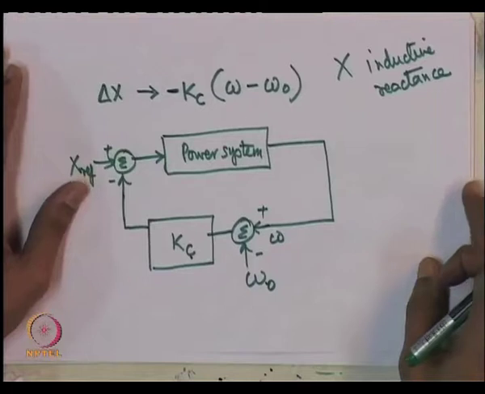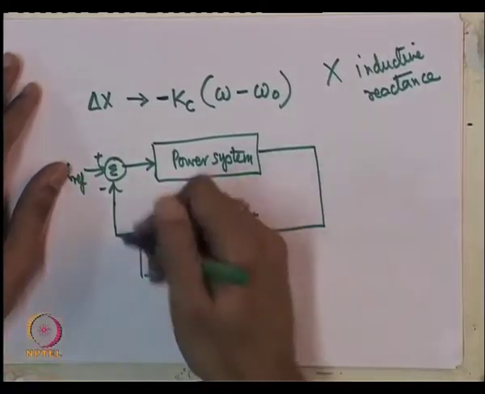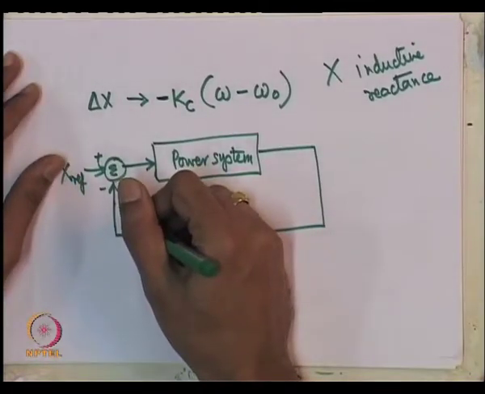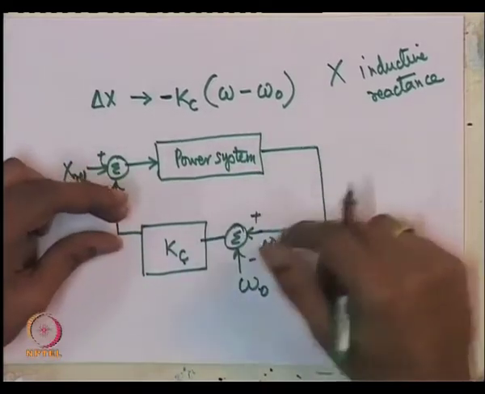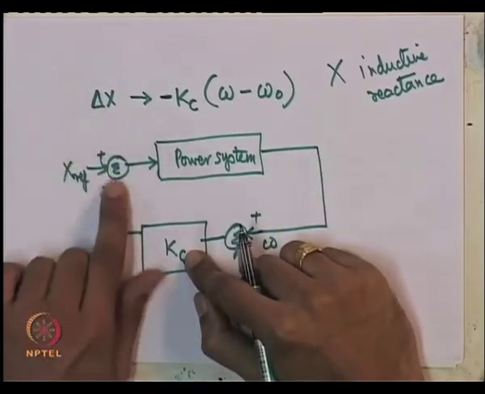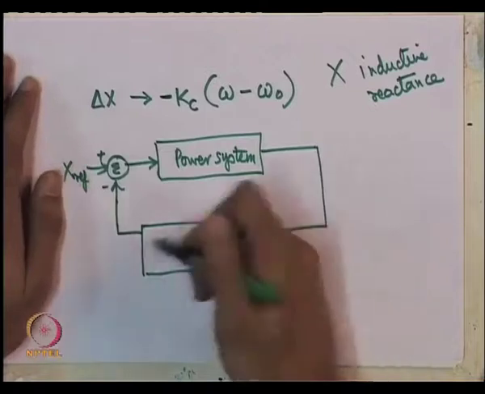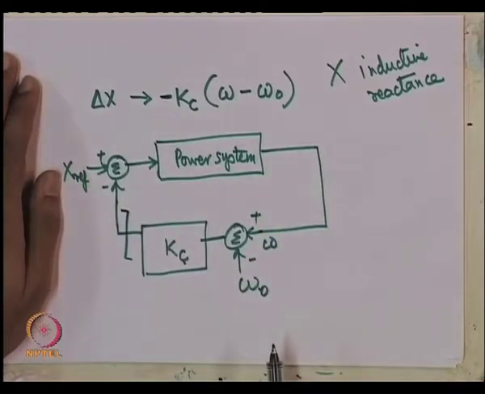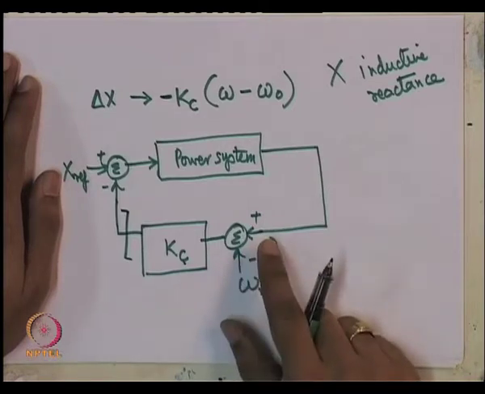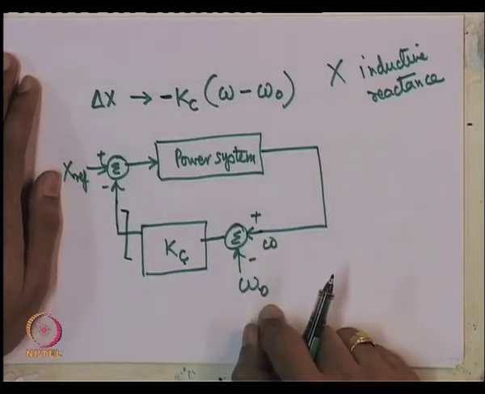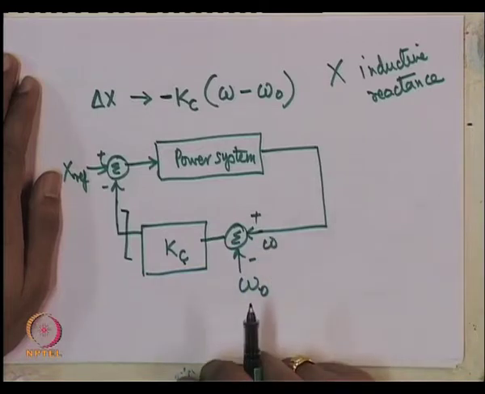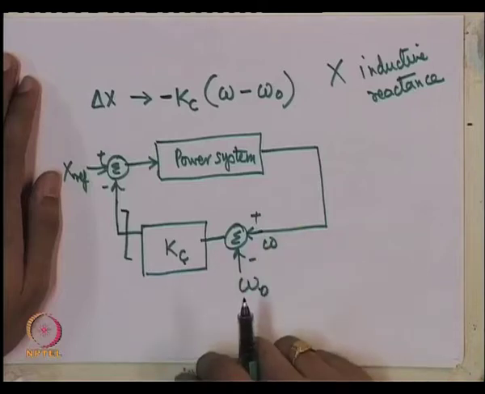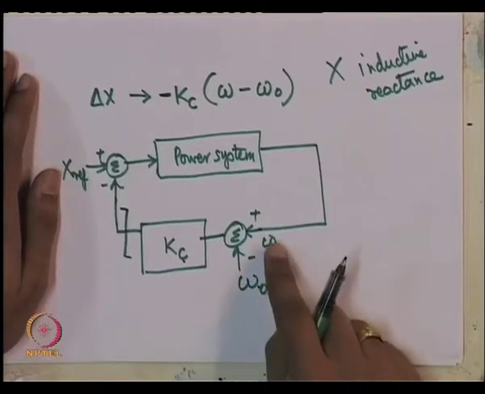Now, one or two important points here. I have not shown a limiter. If this Kc is large, it could cause a very large modulation in X. This is normally not permitted, so normally there will be a limiter here, as I mentioned some time back. This is a single machine infinite bus system, so omega will be equal to omega naught in steady state, because it is connected to an infinite bus with a fixed frequency.